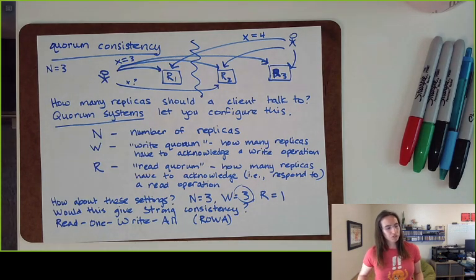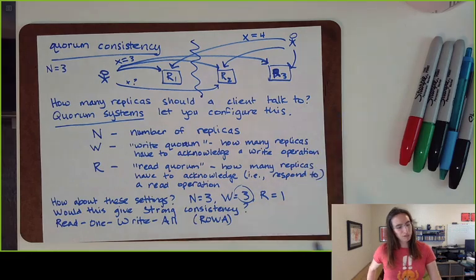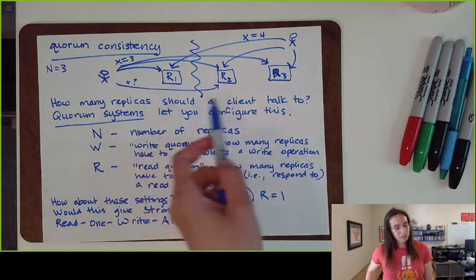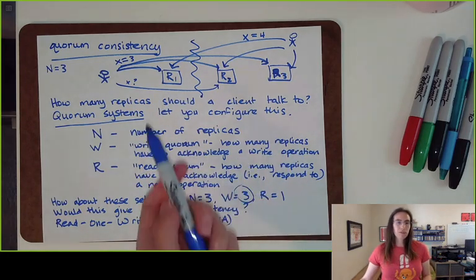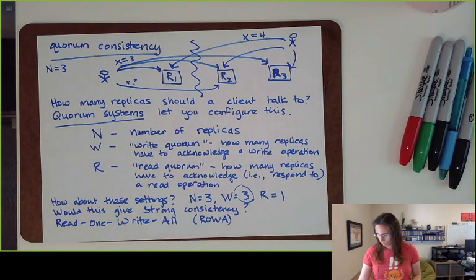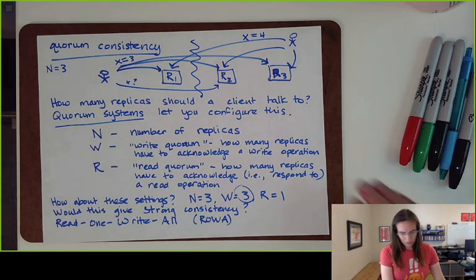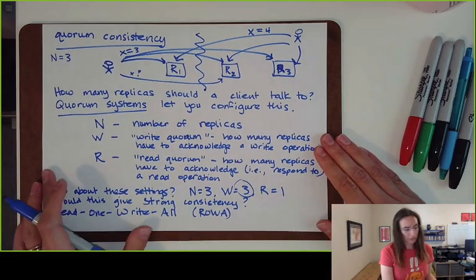And then, of course, another issue is that writes are just slow, right? If you have to wait for everybody to acknowledge the write, then it takes a while, maybe. So kind of the same issue as we see with primary backup and chain replication. Writes are slow. So it may not surprise you to learn that this read one, write all setting is not what the Dynamo paper suggests using.